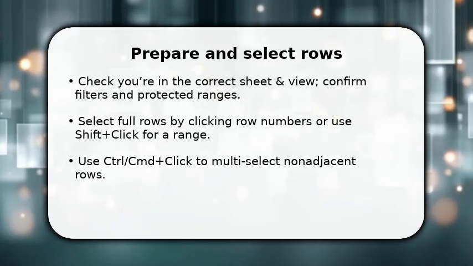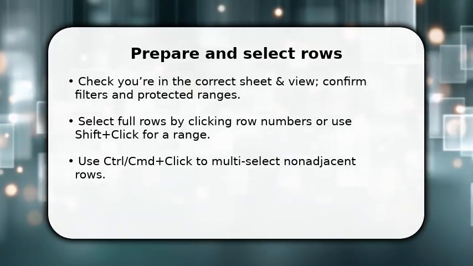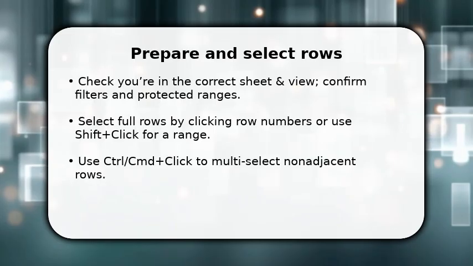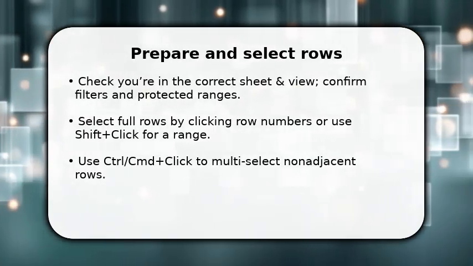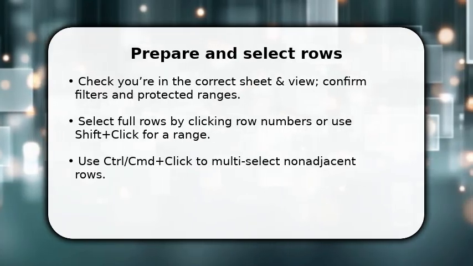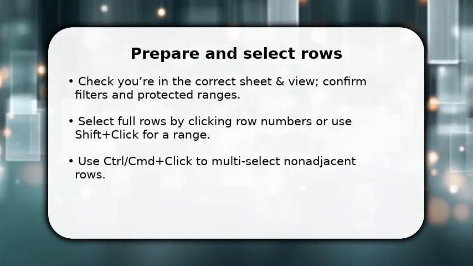You want to remove rows now, so first verify you're on the right sheet and that filters or protected ranges aren't blocking edits. Click the left-hand row numbers to select full rows. Use Shift+click to extend a contiguous range and Control or Command+click to pick multiple separated rows.